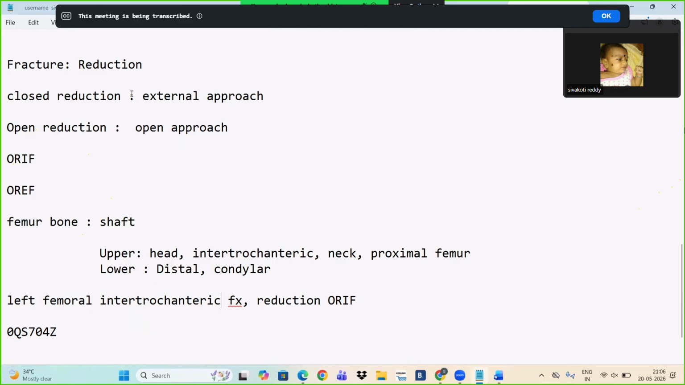Closed reduction means sometimes they will put external pressure at the skin level and reduce the bone fracture. We have seen, right? Sometimes they will put a splint or cemented cast and leave it for 1 month. The bone will be set. Sometimes for major fractures, what do we need to do? We need to insert rods, pins, screws, and fix the bone. Correct?